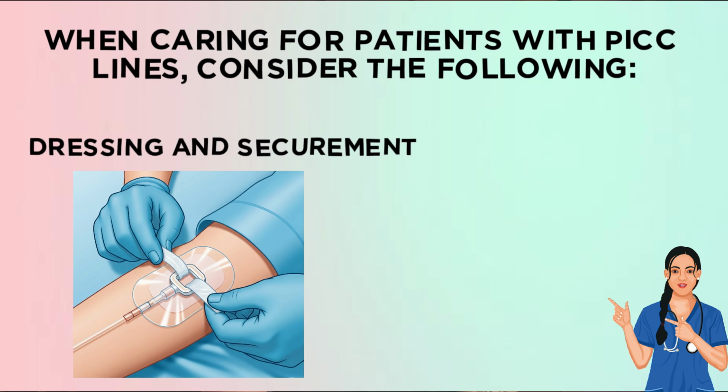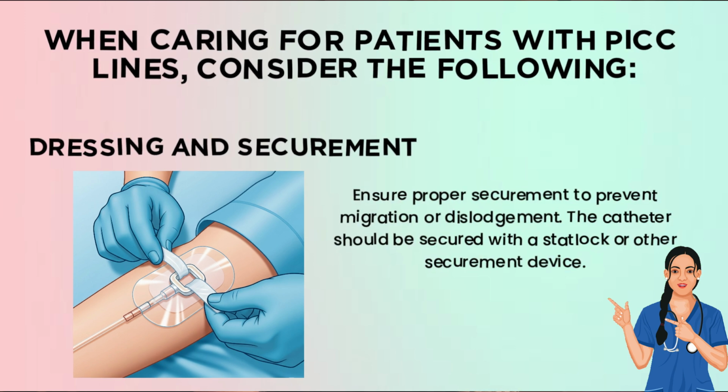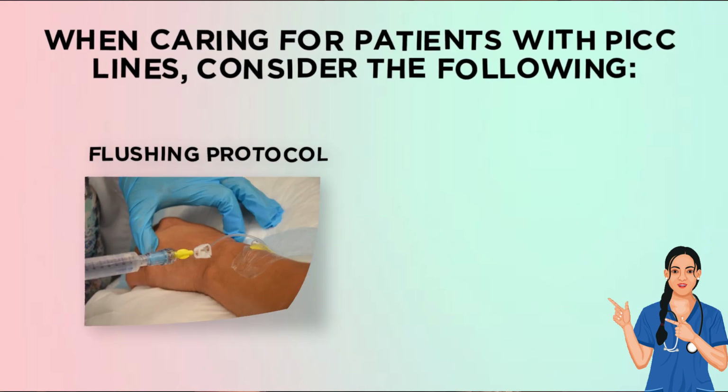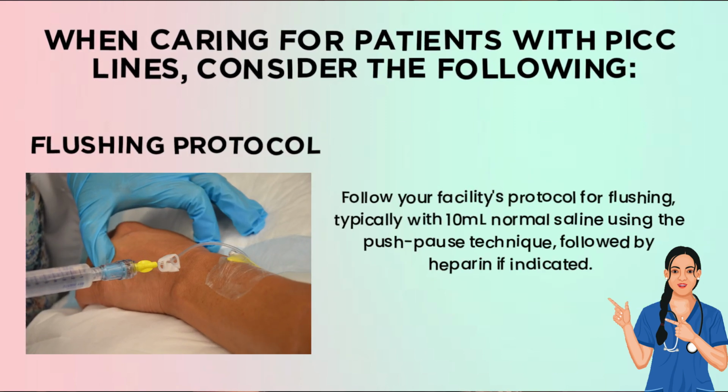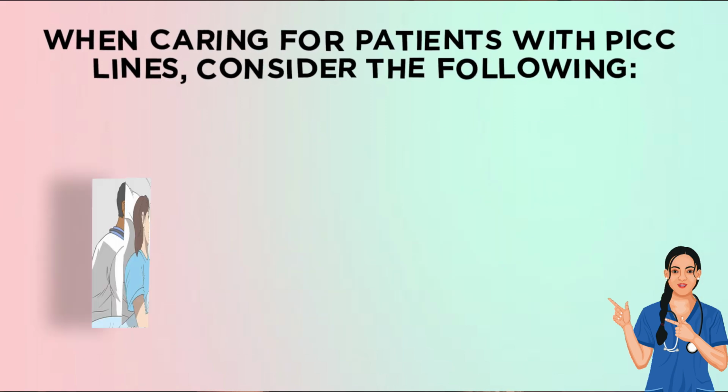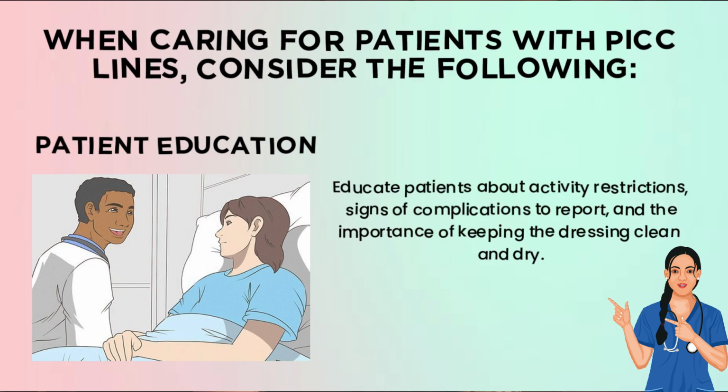Dressing and securement: ensure proper securement to prevent migration or dislodgement. The catheter should be secured with a StatLock or other securement device. Flushing protocol: follow your facility protocol for flushing, typically with 10 ml normal saline using the push-pause technique, followed by heparin if indicated. Patient education: educate patients about activity restrictions, signs of complications to report, and the importance of keeping the dressing clean and dry.